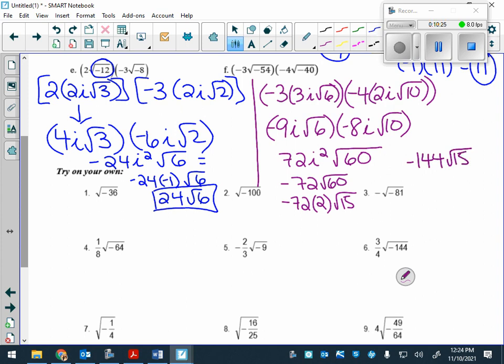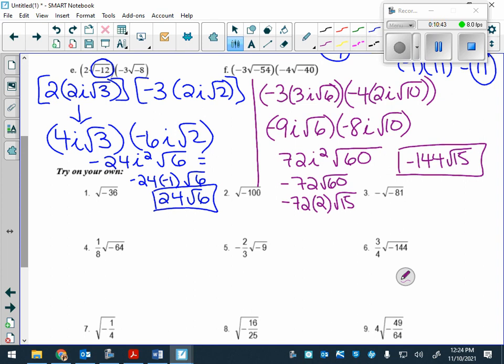Perfect. Good. How many of you did end up with negative 144 root 15? Okay. Any questions about this one?